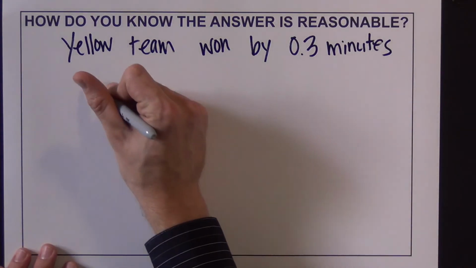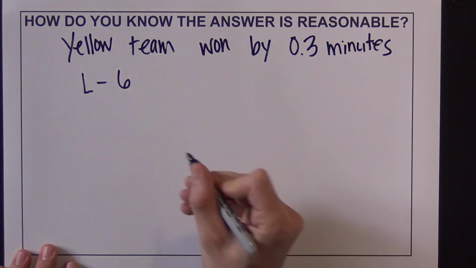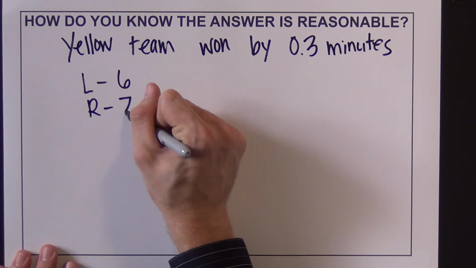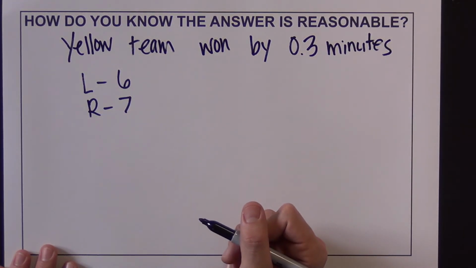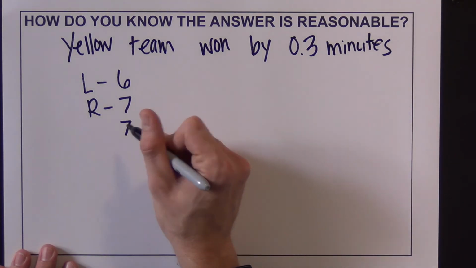Another way to verify if my answer is reasonable is to compare it to an estimation. I didn't estimate before I started. I just plunged into the work. But at this point in the board, it's okay for me to step back and reevaluate everything that I did. I know that I had Lorraine, Robert, and Pamela on the green team. I'm going to estimate their times just to the nearest whole minute. Lorraine had a time of 6 minutes. Robert had a time of about 7 minutes. Pamela, she had a time of about 7 minutes as well.